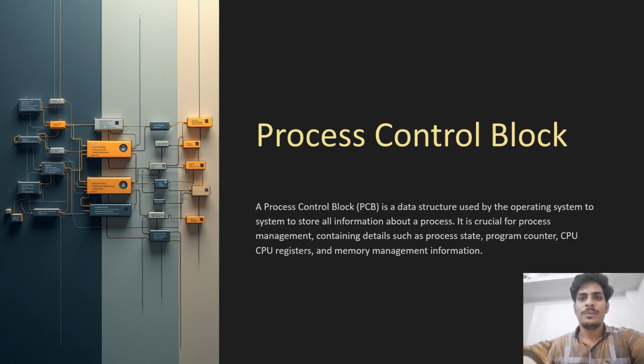Your computer may handle hundreds of programs at once. Let's start. Process control block. A process control block is a data structure used by the operating system to store all the information about a process. It is crucial for process management, containing details such as process state, program counter, CPU registers, and memory management information.